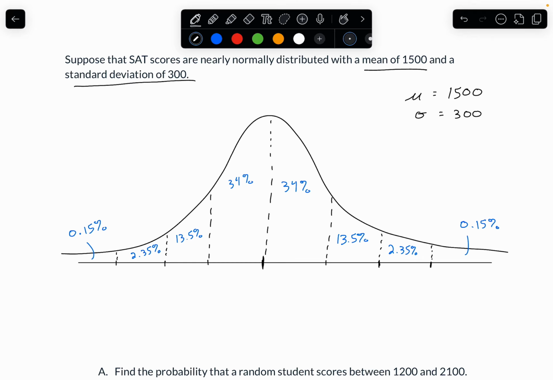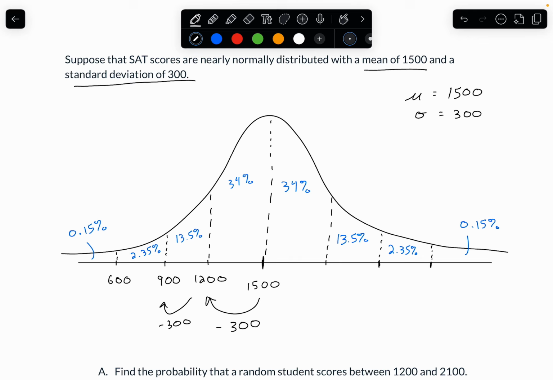The mean sits right in the middle. So my mean was 1,500, so 1,500 lives right here in the middle. And if I wanted to move, let's say, to the left, every time I take a step to the left, I'm subtracting my standard deviation. So I'm going to be subtracting, in this case, 300. So 1,500 minus 300, if I subtract those two numbers, I should end up with 1,200. If I want to subtract 300 again, I would end up with 900. If I subtract 300 one more time, I end up with 600.